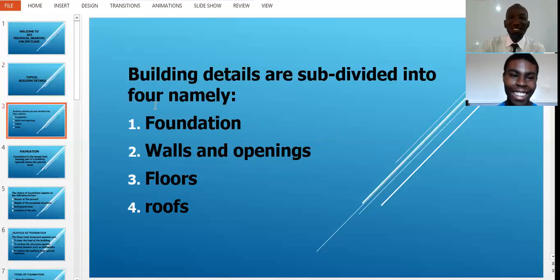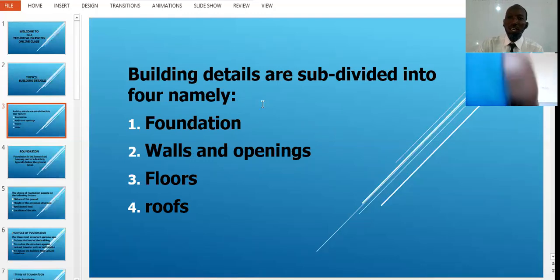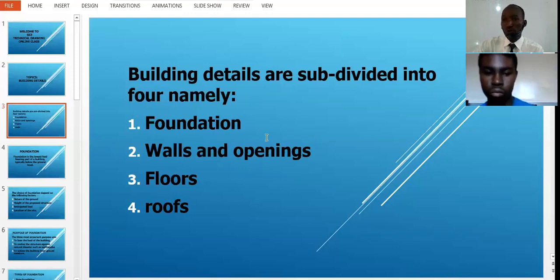Okay, all right. Let's look at what building details are. Can you see the screen? Yes, sir. All right. So building details are namely foundation, walls and openings, floors, roof. They are actually components, like you said, components of the building. But for the purpose of this class, we are going to be looking at foundation.